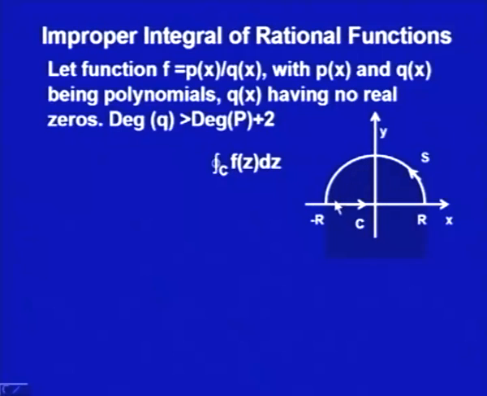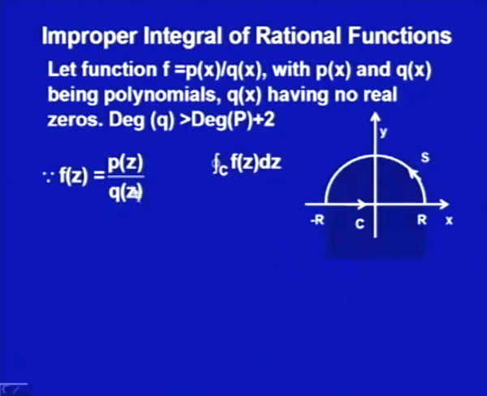Since we had assumed that f is of the form p(x) upon q(x) and q(x) has no real zero, when I make the corresponding complex function f(z), it would be of the form p(z) upon q(z). Since q(x) has no real zero, q(z) would have its zeros among the complex numbers. That means the isolated singularities of the function f(z) would none be on the real line; they would be either on the upper plane or on the lower plane.